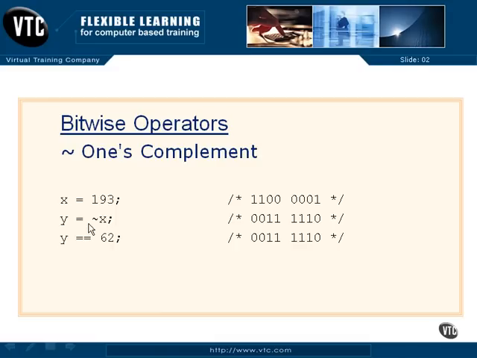Y is equal to the one's complement of X. X is 193. There's our bit pattern. And here is Y equal to 62 at the end because the one's complement of X is all bits flipped. 0011 instead of 1100, and here 0001 turns into 1110. And so that is our result. The ones complement of 193 is 62, flipping all the bits.